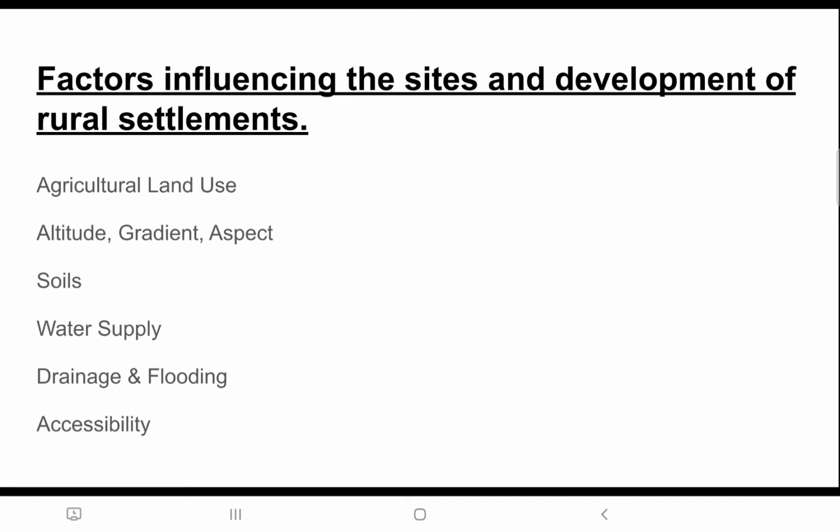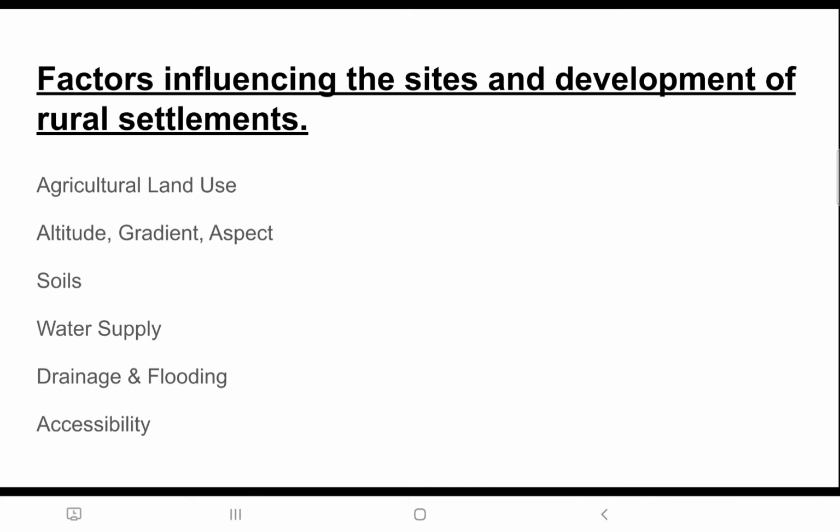And the next factor is drainage and flooding. Very low-lying areas might have really fertile soil, but if they flood frequently, that's not an easy place to settle. They also might be permanently waterlogged. So drainage and flooding is also an important factor. And then the last one is accessibility. Even the remotest of settlements do need contact with other settlements to sell produce or to buy goods and services. This is one reason for the development of linear settlement patterns along roads or tracks.